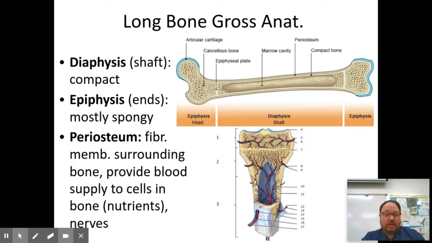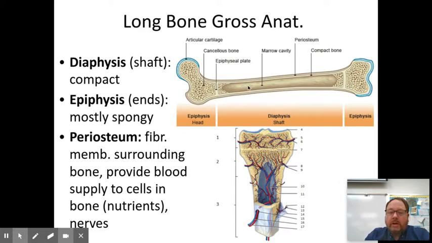So let's begin by looking at gross anatomy. We just look at a bone on a table. A long bone is going to have a couple of prominent features. One are the epiphyses. Those are the ends of the long bone. If you look at either end, you see the protuberances, or big bumps or knobs on the end. Those are called the epiphyses. And if you look, it's mostly spongy bone on the ends.